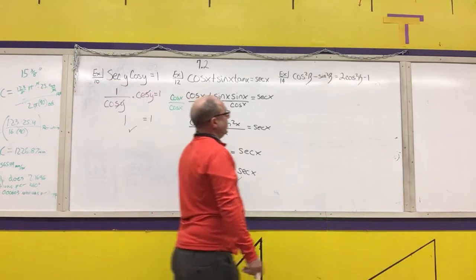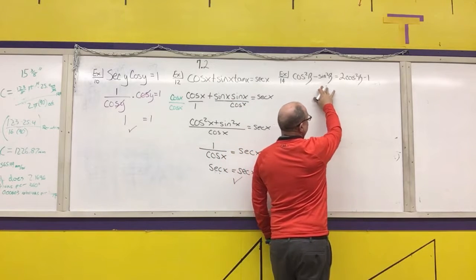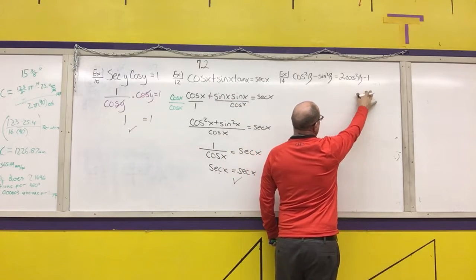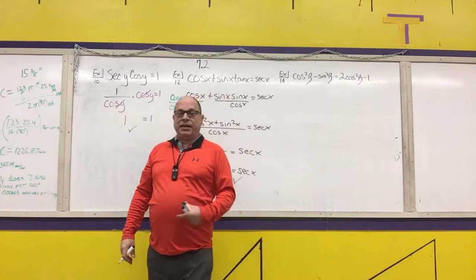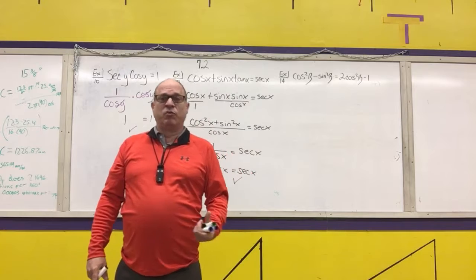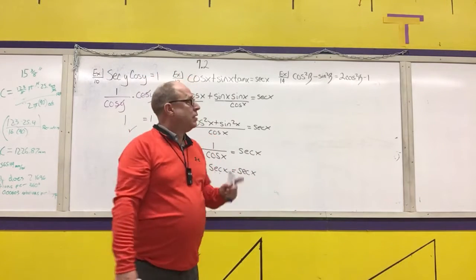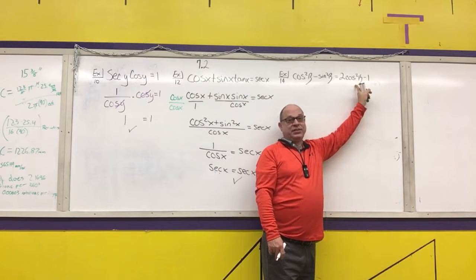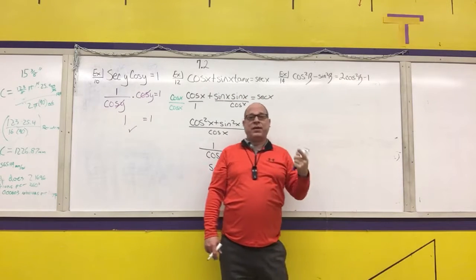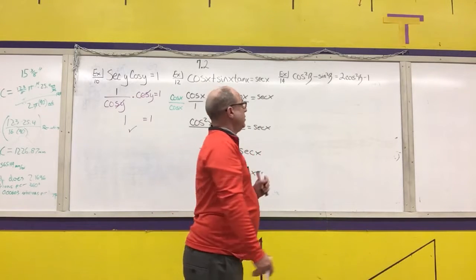Next one. I have cosine squared beta minus sine squared beta equals 2 cosine squared beta minus 1. So I'm going to use the Pythagorean identity, cosine squared plus sine squared equals 1, to turn everything on the left either into sines or cosines. What I'm going to look at is my right-hand side. My right-hand side only has cosines. So I'm going to use the Pythagorean identity to turn it into cosines.